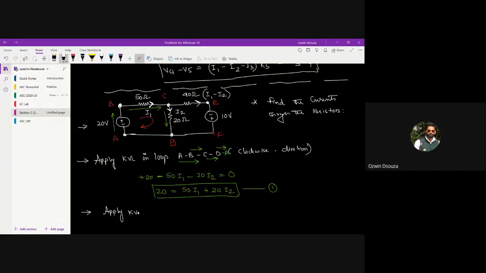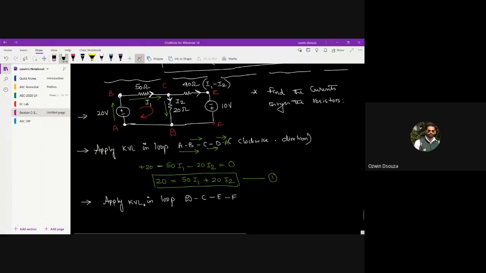Now apply KVL in loop D, C, E, F. The fourth hour class teacher has joined, so I just borrow 3 minutes of your time to complete this particular KVL equation. So please allow me, sir. Okay, apply KVL in loop D, C, E, F, D.